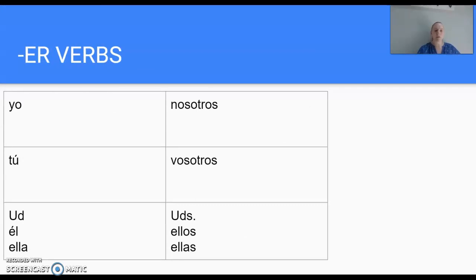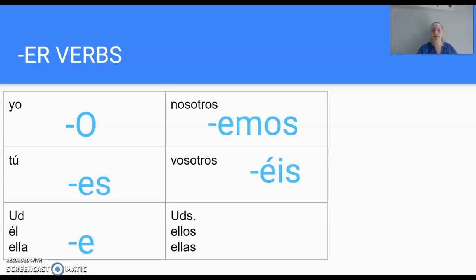ER verbs. ER verbs, we're doing pretty much the same thing. We're dropping the ER and then we're adding these endings. So if you remember for our AR verb chart, these are exactly the same, except instead of A's, it's E's. So o, es, a, emos, éis, en. The éis is pronounced like ace, like in volleyball, they got an ace serve, or the ace of spades. Again, your accent mark goes on the first vowel in the ending, okay?